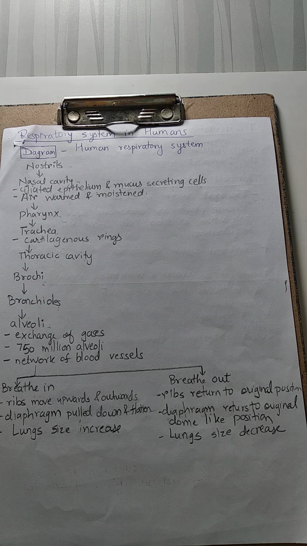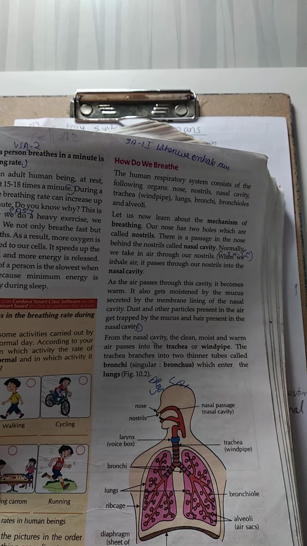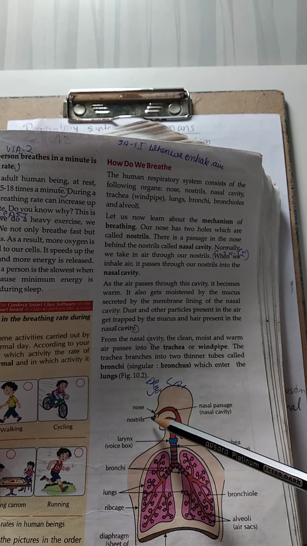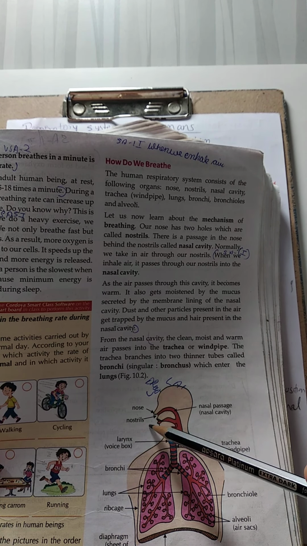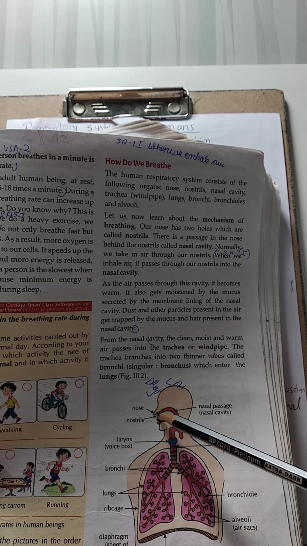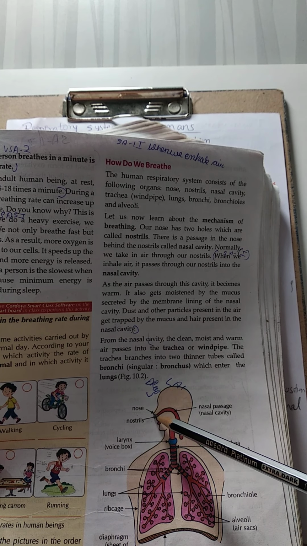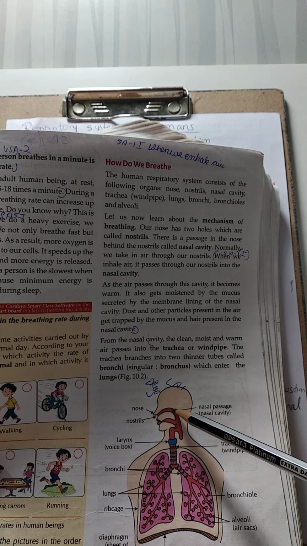Now, before we study each and every part in detail, let's first see the diagram of human respiratory system. This you have studied in the lower classes also. Let's take a quick look. Okay, just see, this is nose. So the respiratory system, the first organ, it is nostrils. There are two nostrils present. Then they move inside the nasal cavity. So the next is nasal cavity.